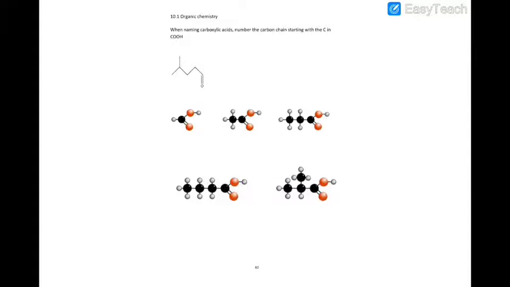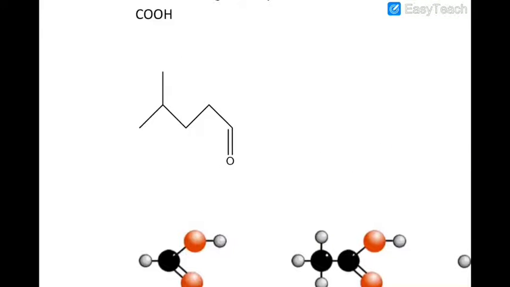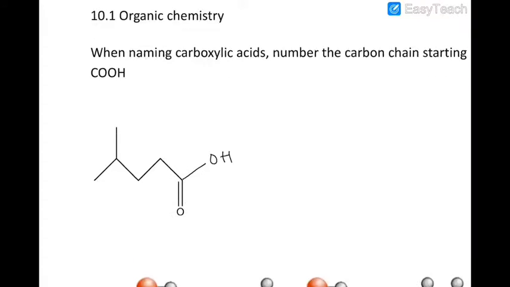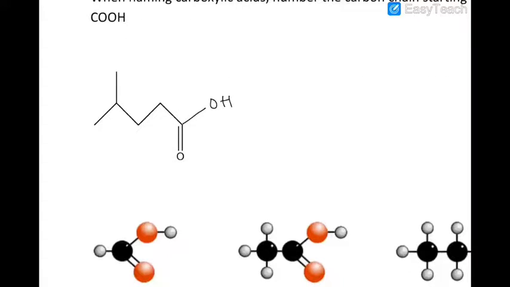Let's see some naming of carboxylic acids. When you're naming a carboxylic acid, you will always start the numbering with the carbon attached to the double bond. So this one should actually be OH here. That's the COOH. Because this one contains the double bond, we'll start the numbering here. So this will be 1, 2, 3, 4.